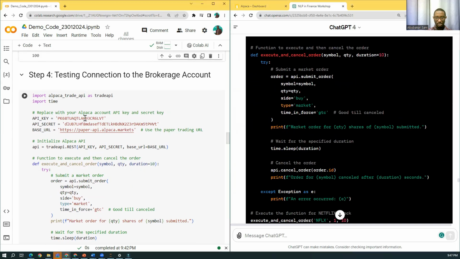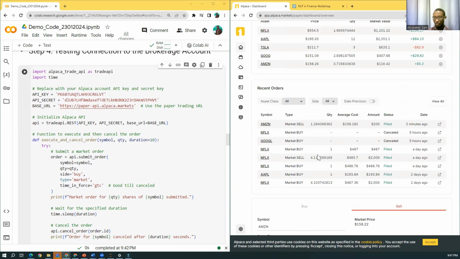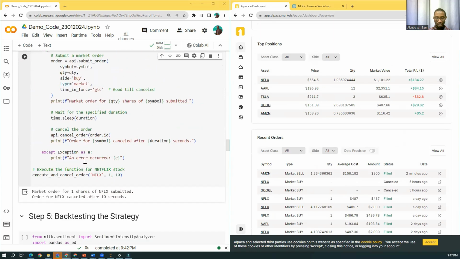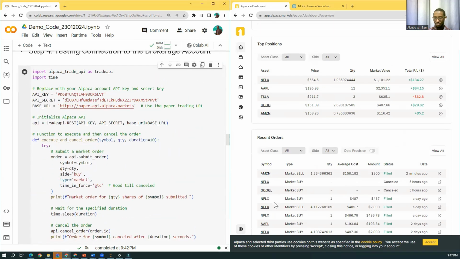Okay, so I got this and this is it here. Copied everything, replaced with my API keys. Here you can see this is my API key, PK68TU, and so on. The script has the base URL, which is this. So let's see. We can place an order for Netflix. Yeah, Netflix. Okay, so we will run this.